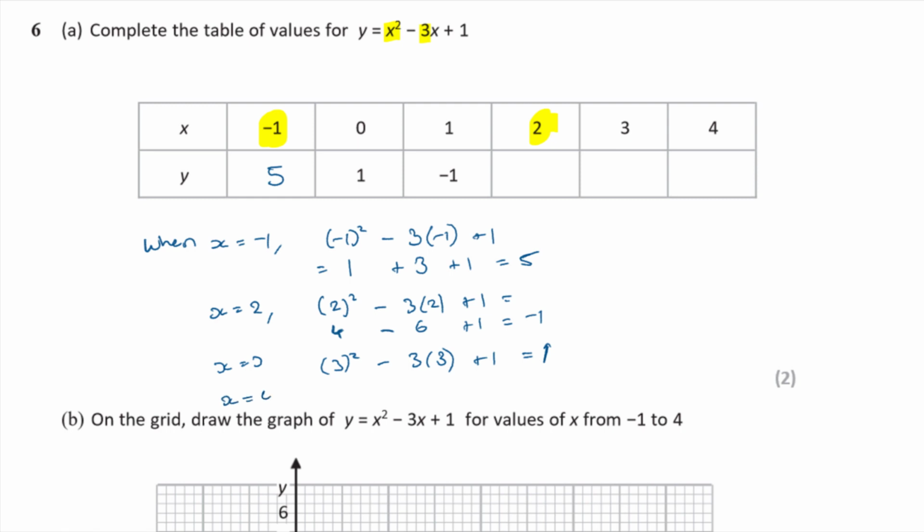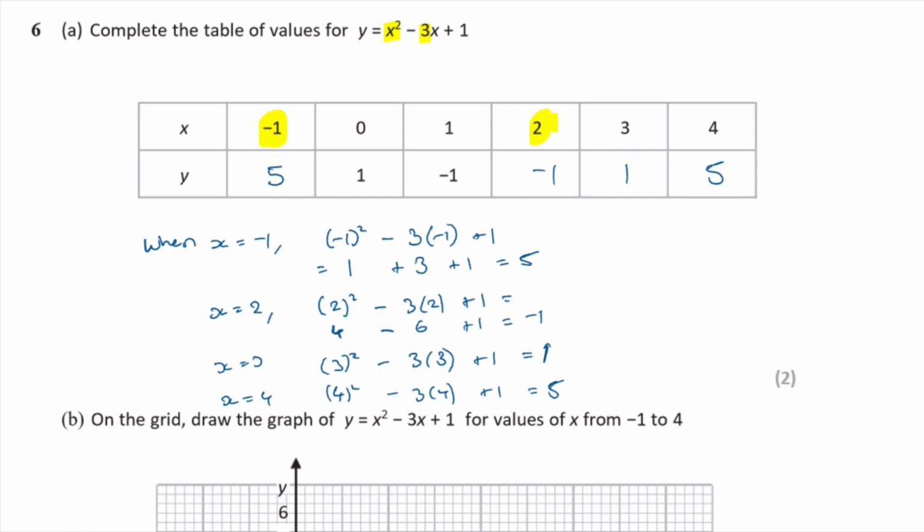And then finally x is 4. Then finally, when x is 4, I'm going to get 4 squared minus 3 lots of 4 plus 1. So 4 squared is 16, minus 12 is 4, plus 1 is 5. So that one there is 5 as well.